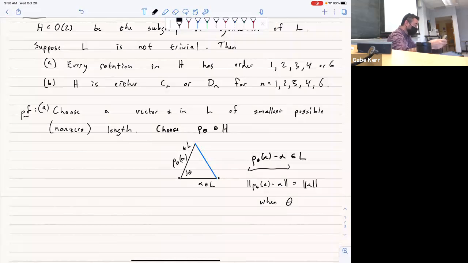Pi over 4. For when this length equals this length, these lengths, when I have what? All three of these lengths have the same length, are the same. Pi over 3. Pi over 3.